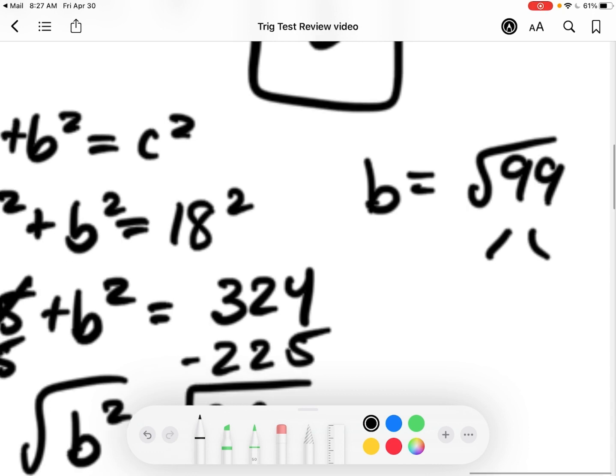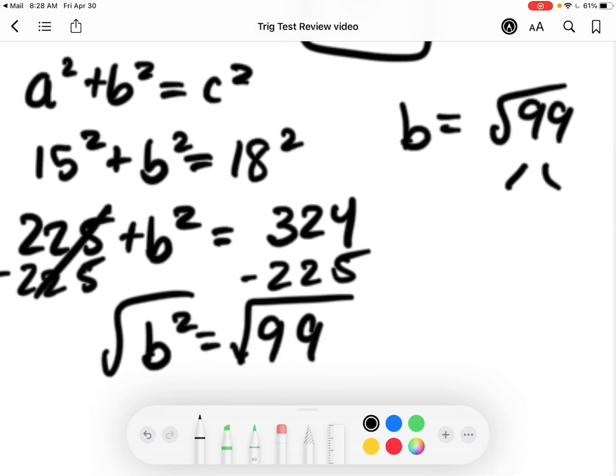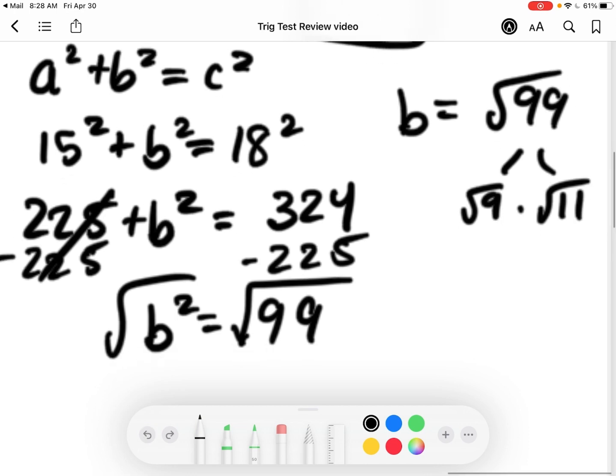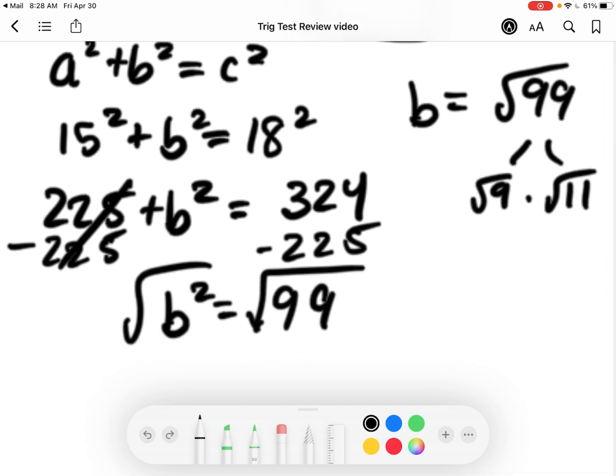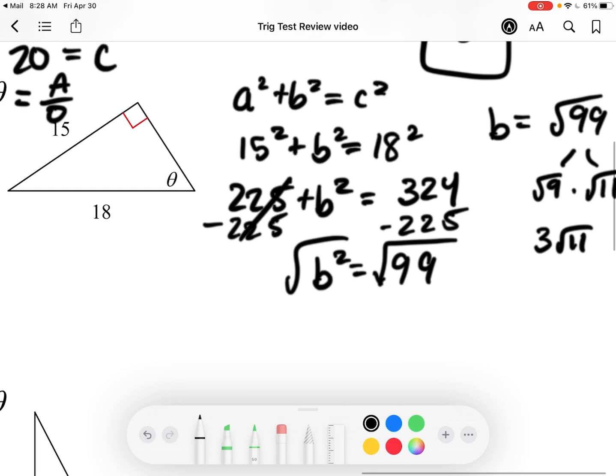99 is evenly divisible by the perfect square 9, right? So we can split this up into the square root of 9, and 99 divided by 9 is 11, right? So this becomes the square root of 9 times the square root of 11. 11 can't be simplified any further, and 9 is a perfect square. So this is going to be our radical in simplest form. So the square root of 9 is 3, and so this is the 3 times the square root of 11. So that is our adjacent side.